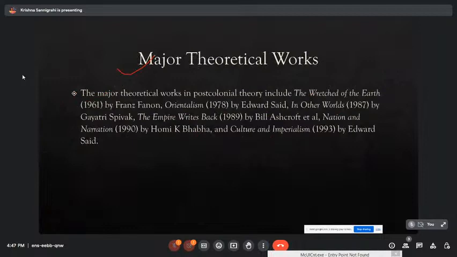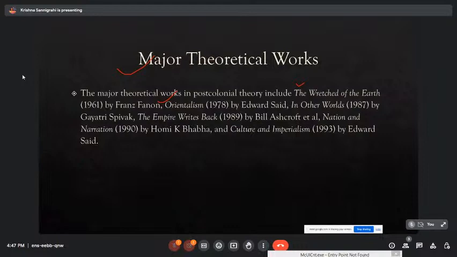Now, when we are studying post-colonial theory, there are a few major theoretical works in post-colonial theory, which include The Wretched of the Earth by Frantz Fanon, then Orientalism by Edward Said. So, when we are talking about Orientalism, it is a Western scholarly discipline of the 18th and 19th centuries that encompassed the study of the languages, literatures, religions, philosophy, and the imitation or depiction of aspects of the Eastern world. So these depictions are usually done by writers, designers, and artists from the Western world.